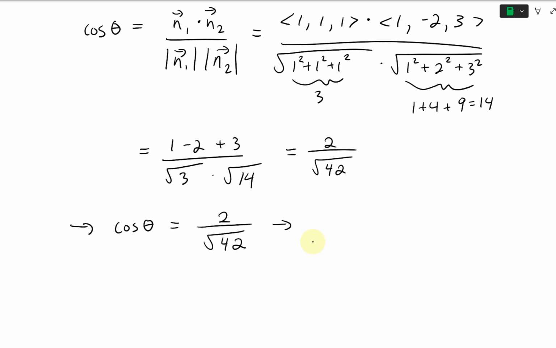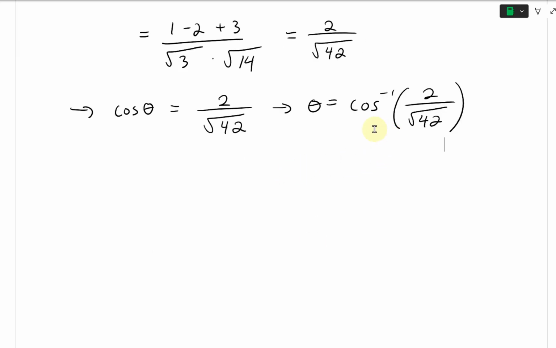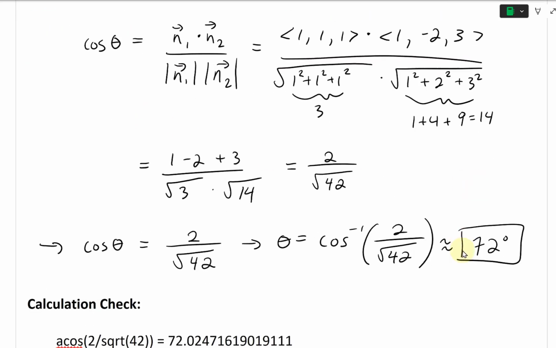So then the angle theta, we could use the inverse of it. The inverse cosine, or arc cosine, of 2 divided by square root 42. If you plug this into the calculator, what we get is roughly 72 degrees. Quite epic stuff here. I'm going to box this in. So that's 72 degrees.